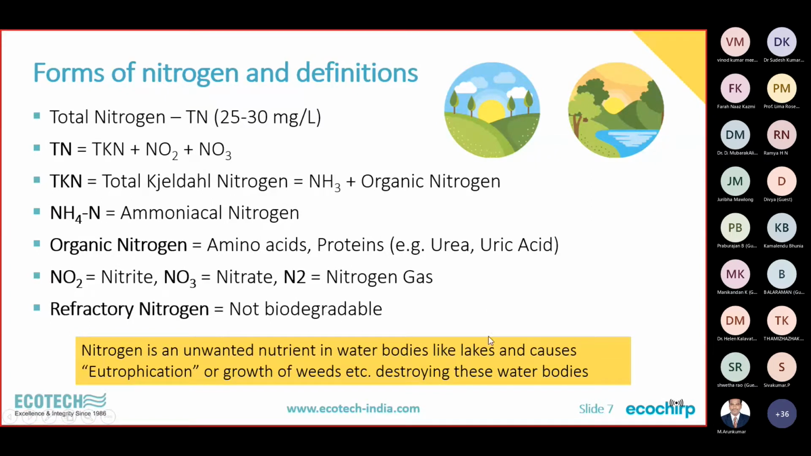Refractory nitrogen is not biodegradable. Nitrogen is an unwanted nutrient in water bodies like lakes and causes eutrophication, as we all know, or uncontrolled growth of weeds and vegetation, destroying these water bodies. That is the reason nitrogen has to be controlled when you discharge it into a river or a lake or a water body. This is the primary requirement.